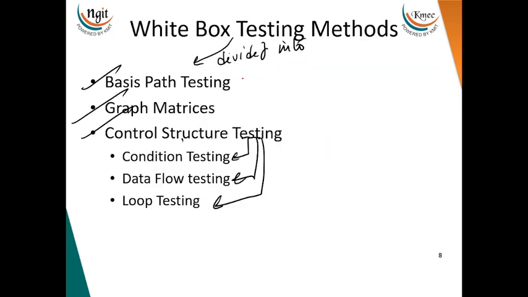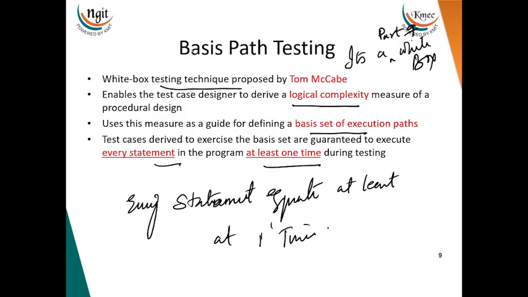It is divided into basis path testing, graph matrix, and in control structure testing we have conditional testing, data flow testing, and loop testing. So we will see all of them, as far as time permits. Let's see it. Okay, now basis path testing.